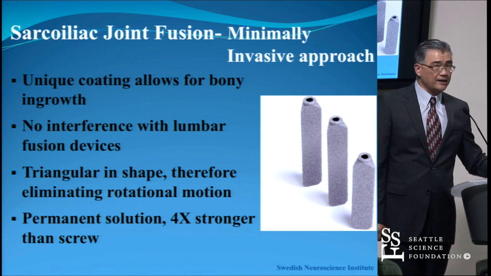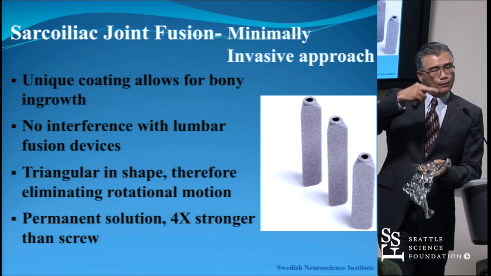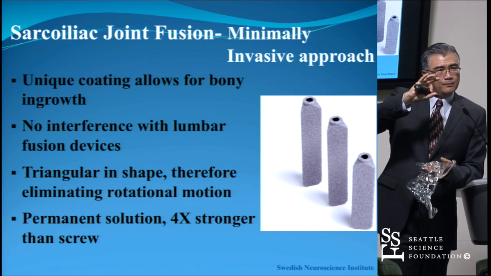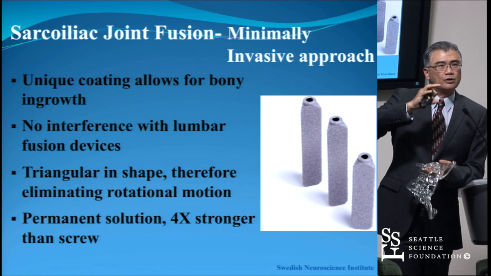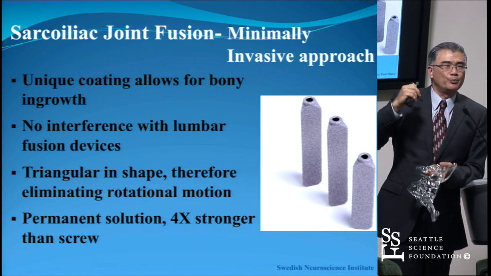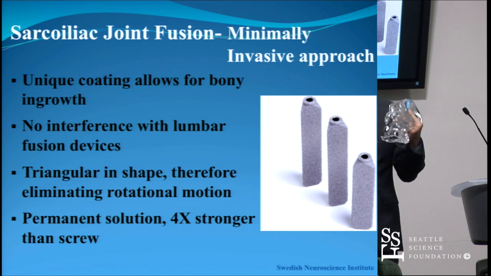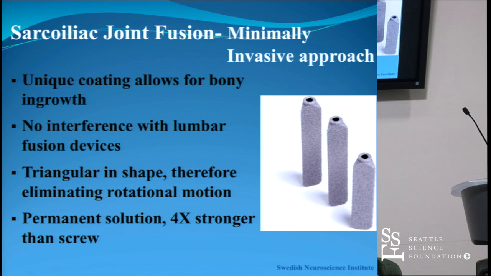The device that I use is a triangular shape. If you put in a round shape, it can still rotate, but if you put in a triangular shape, it can no longer rotate. So you eliminate the motion immediately, especially when you put in 3 of them. This is a model that has 3 rods. I'm going to pass it around.